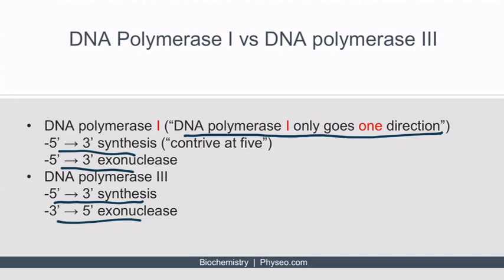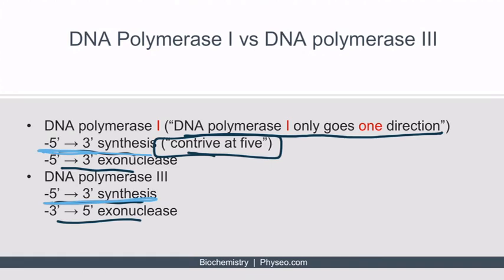The other mnemonic is contrive at 5. Contrive means to create or bring something about. So both DNA polymerase enzymes contrive DNA or synthesize DNA starting from the 5' end. Notice that DNA polymerase I and DNA polymerase III synthesize in the 5' to 3' direction. Okay, hopefully by using these mnemonics you can keep things straight.